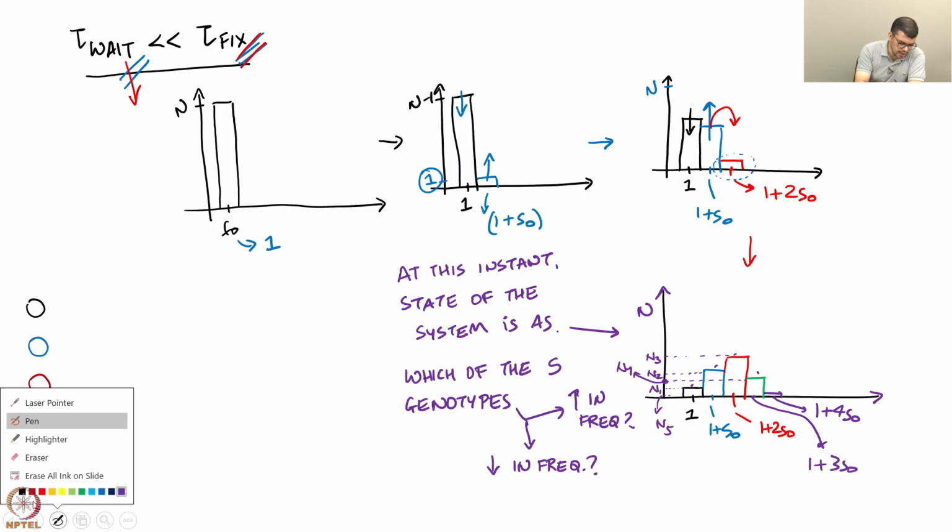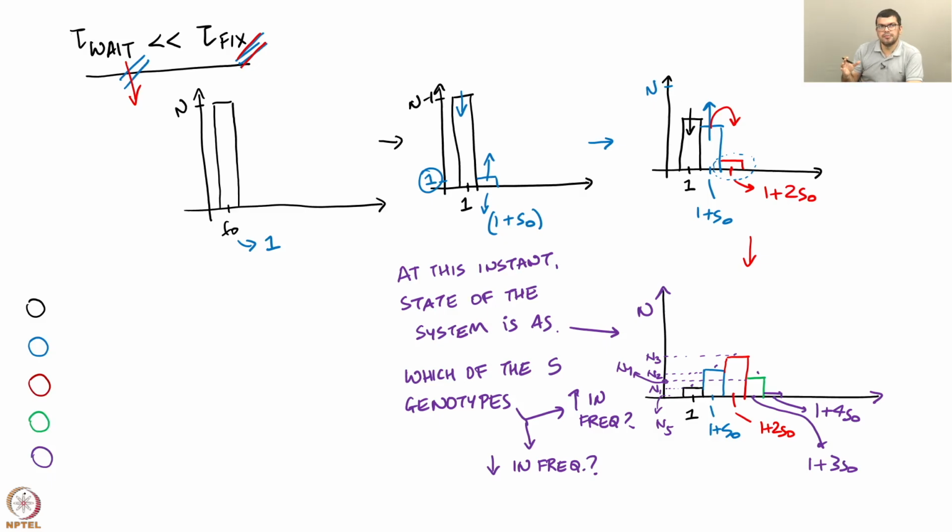So, at the instant of time that I have been asked to look at the system, the fitnesses of these genotypes will not change. This is 1, this is 1 plus S naught, this is 1 plus 2 S naught, 1 plus 3 S naught and 1 plus 4 S naught. So, that is simple, that is just the fitness of each genotype.